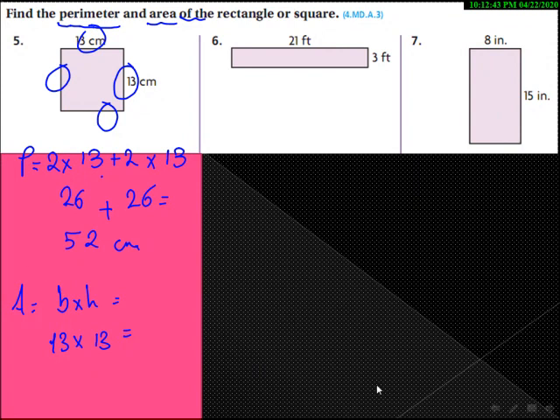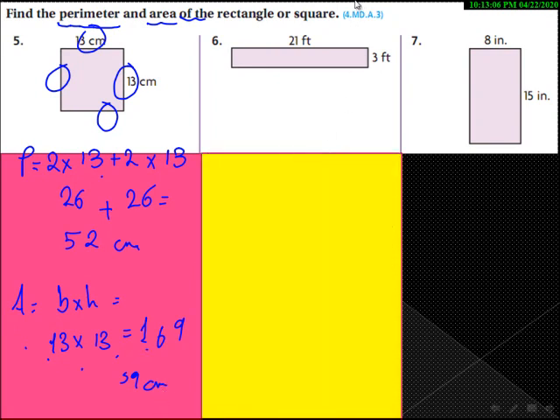Exactly, most of you remember it. I'm going to multiply 13 by 13 this way. I'm going to take 1 as 100. 3 by 3 equals 9, and then 3 plus 3 equals 6. So the final answer is 169 square, because I'm talking about area, square what? Square centimeters.